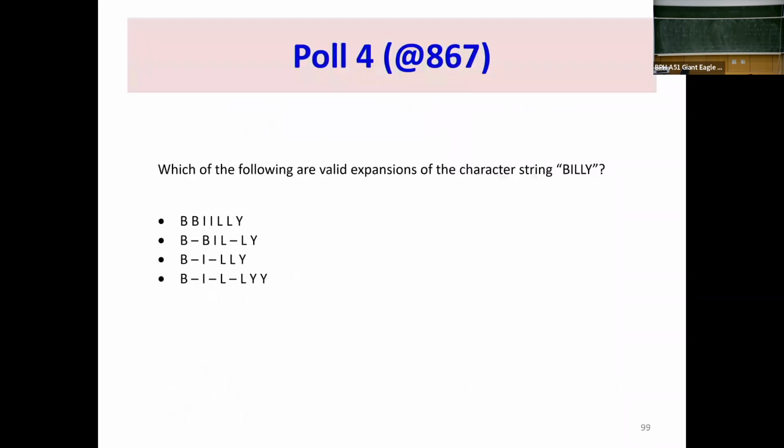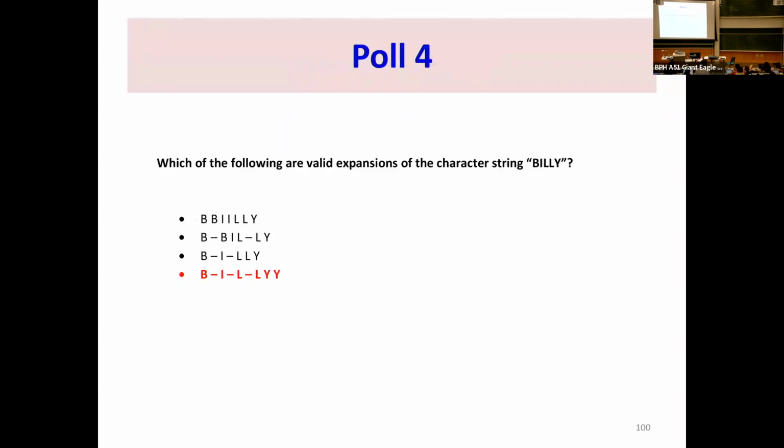Okay, bear with me. Give me a few minutes. So here's a poll. You have only 15 seconds for this one. I'm out of time. Okay, Samya, what's the answer? The last one, right? Easy.